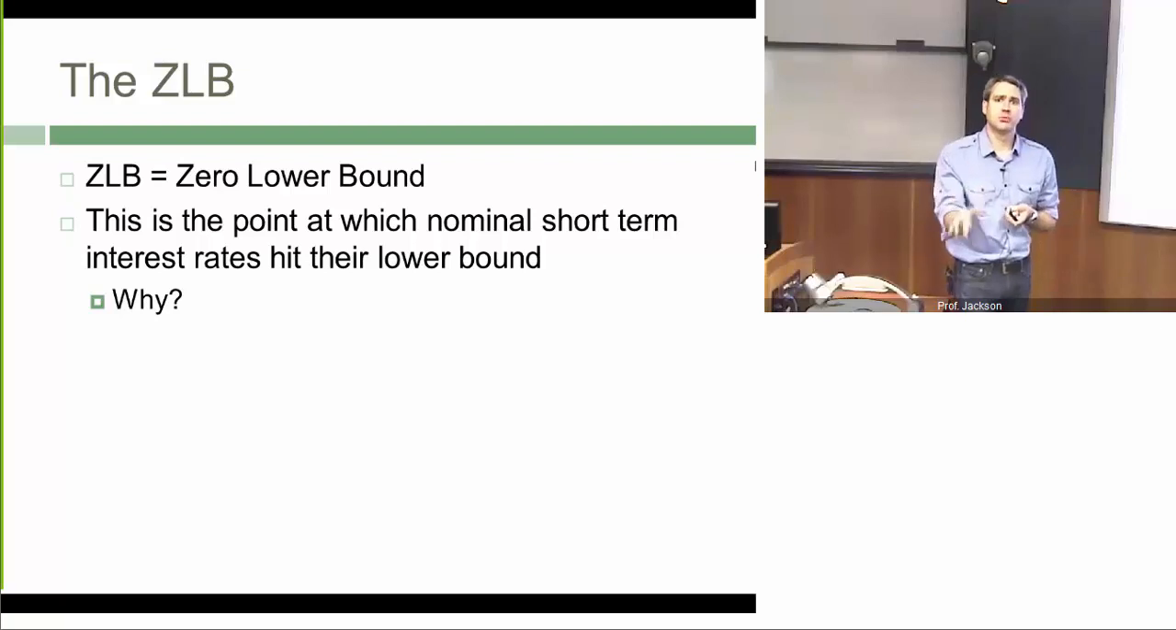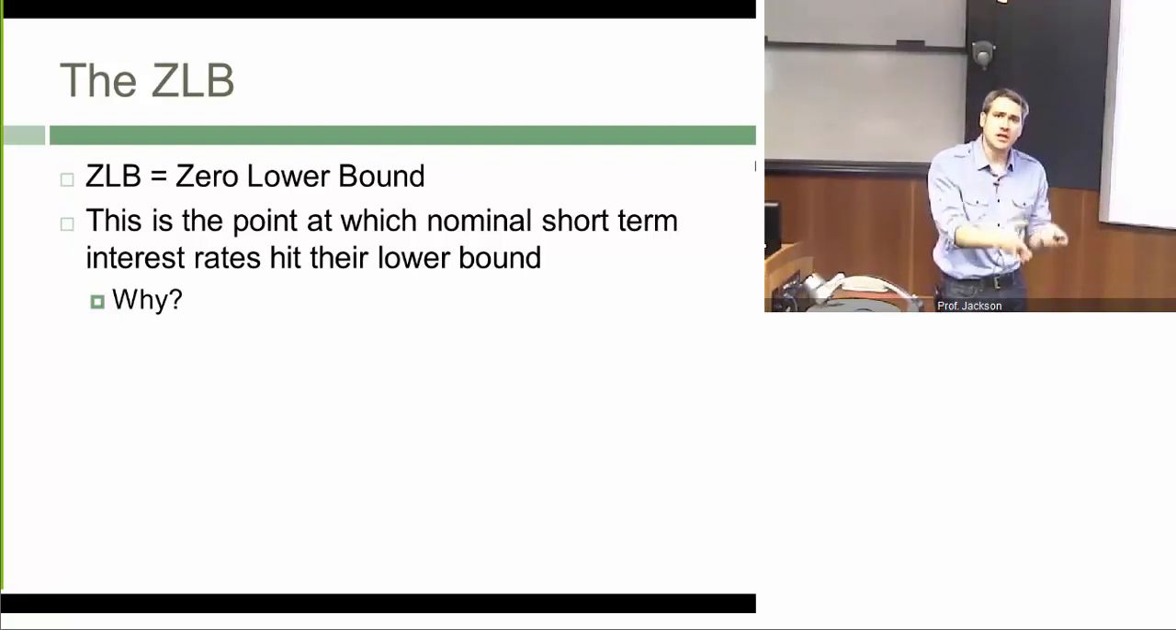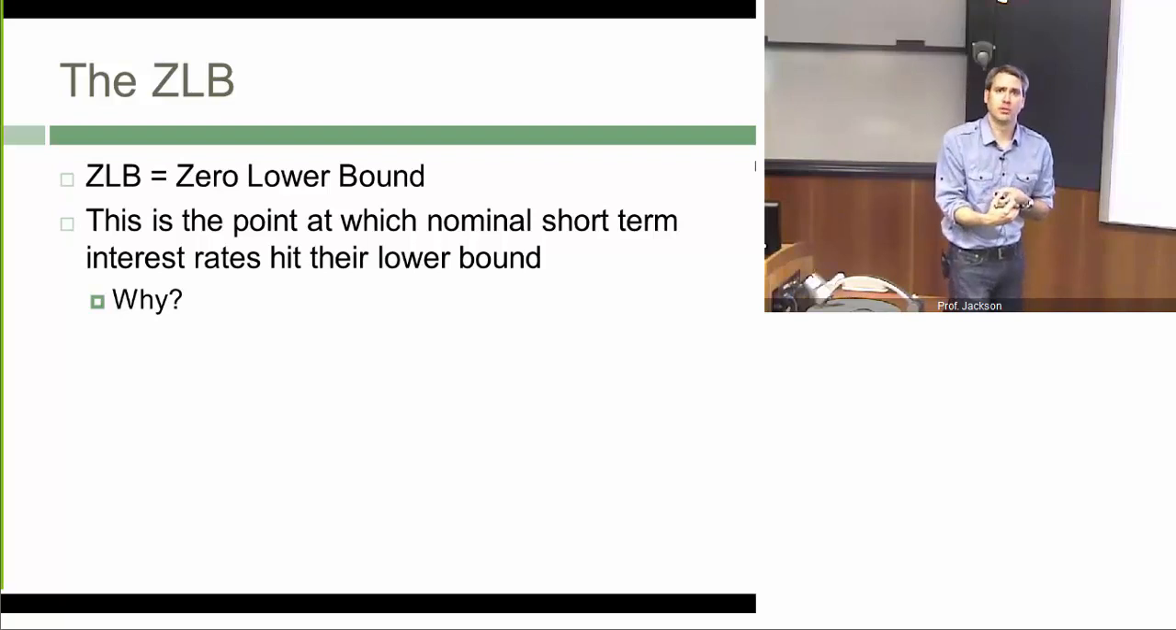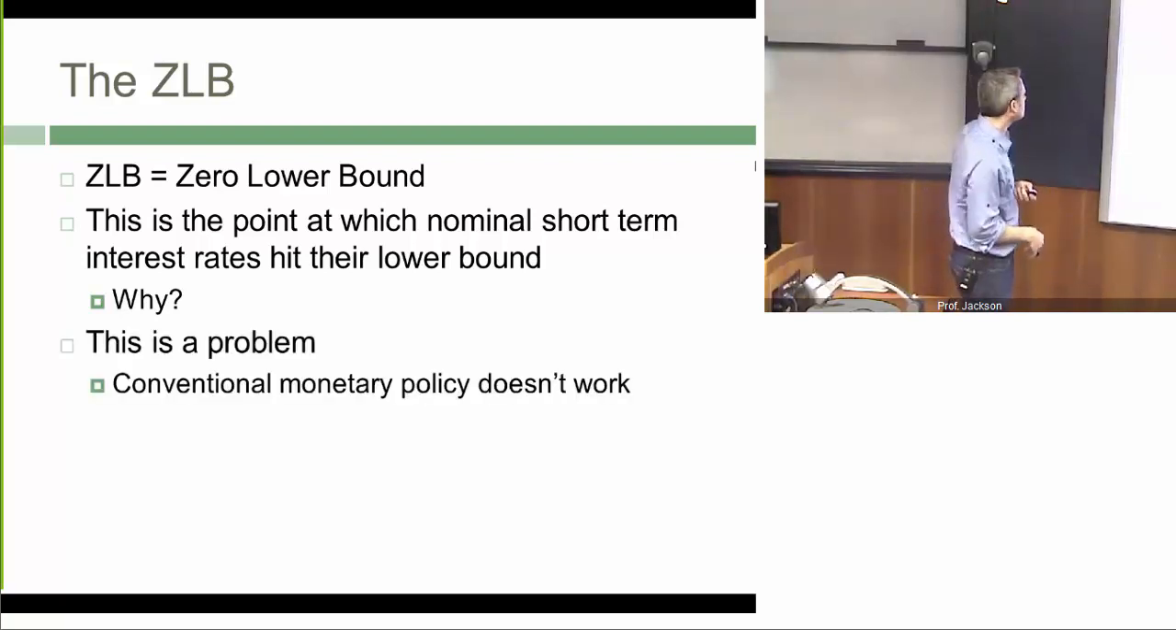Now, I should preface this by saying that the distinction between nominal interest rates and real interest rates is really important here. What we'll see is that real interest rates can in fact go below 0, and occasionally do, but nominal interest rates, we're assuming, cannot go below 0. And so that's an important distinction.